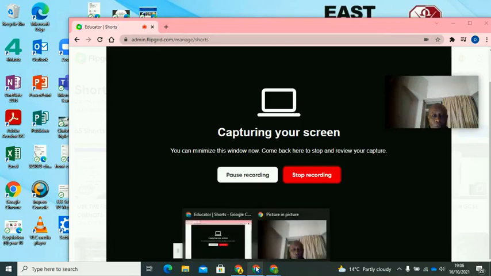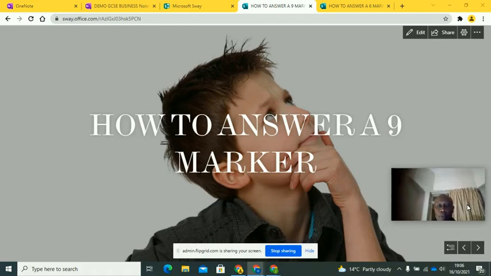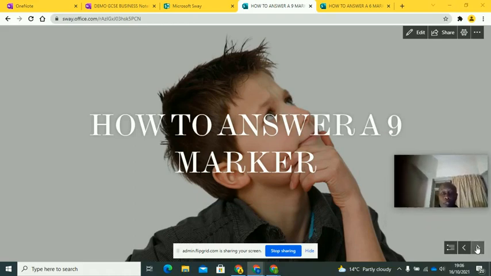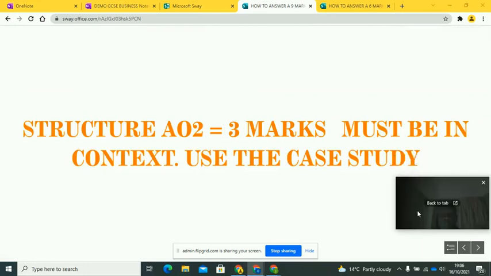Hello guys, what I'm going to do today is actually go through a 9 marker. We've already done a 6 marker and today we're going to go through a 9 marker. Now, the structure is very similar to a 6 marker, but there's a big difference, and that's in the AO3, and I will go through that.